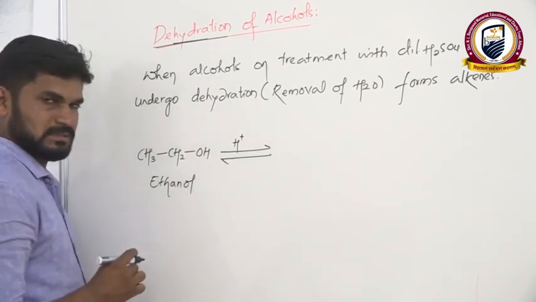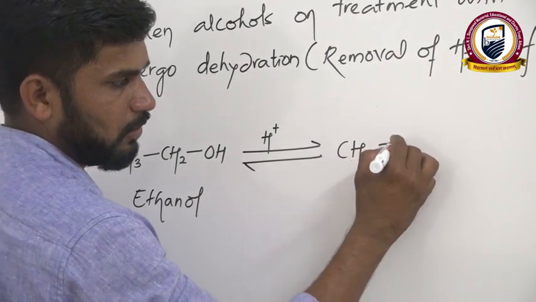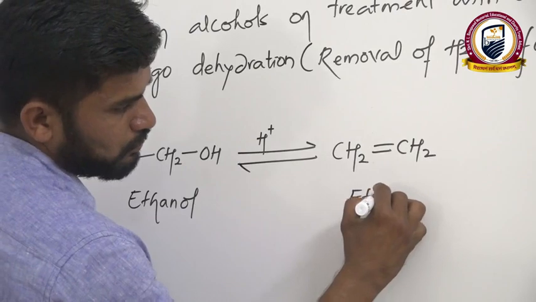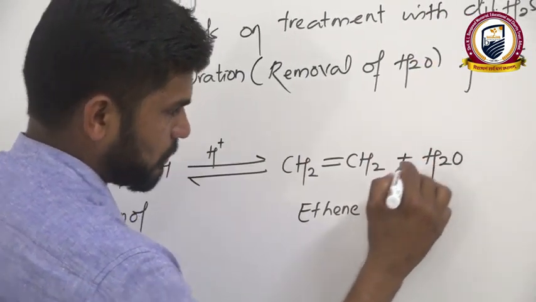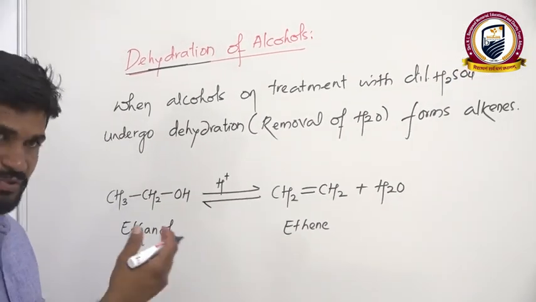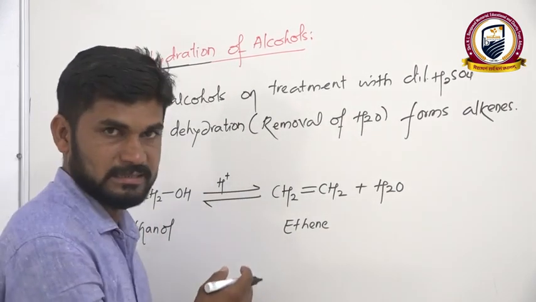With H2SO4 as a catalyst, there is a formation of alkenes, commonly called ethene, CH2=CH2, with the elimination of water. So this reaction is called dehydration of alcohols. Let us go for the mechanism: how is alcohol converted into alkenes?